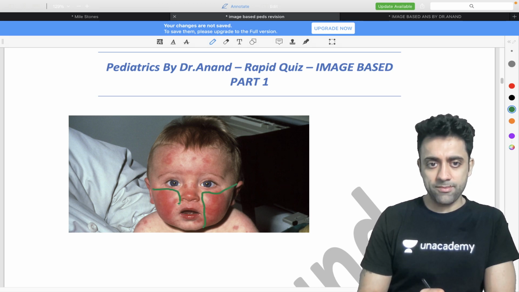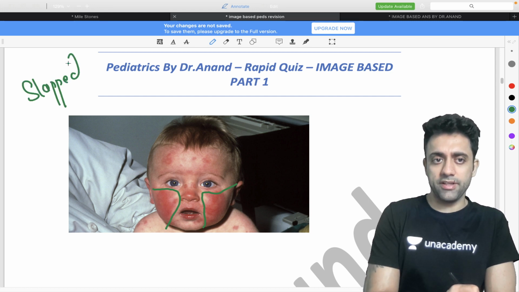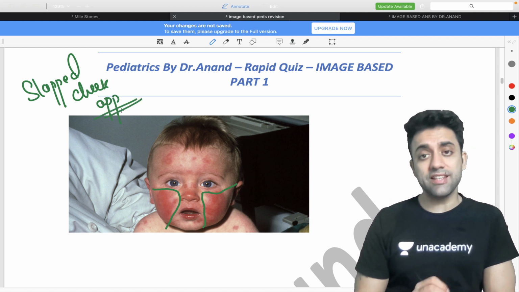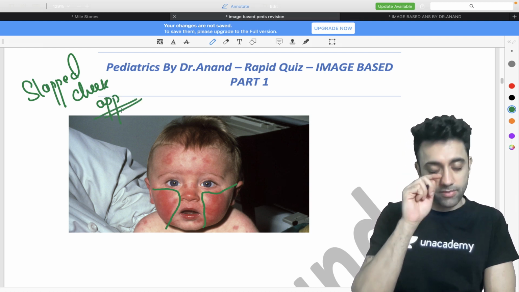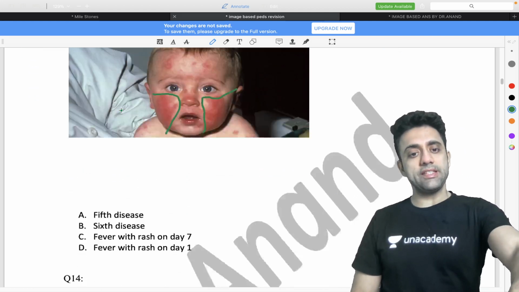Have you heard of slap cheek appearance? Yes or no? Slapped cheek appearance. Exactly, so it's a case of slap cheek appearance. It looks like the baby has been slapped on the cheek, like a rash. And where do you see slap cheek appearance?